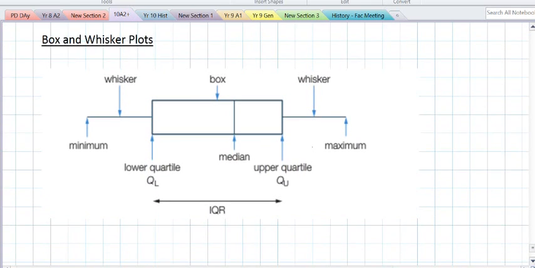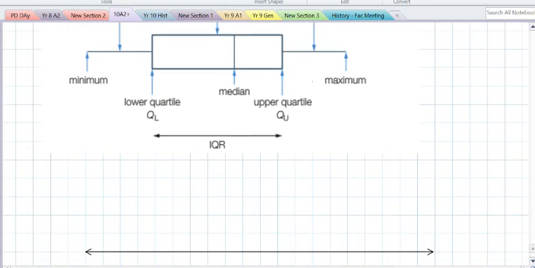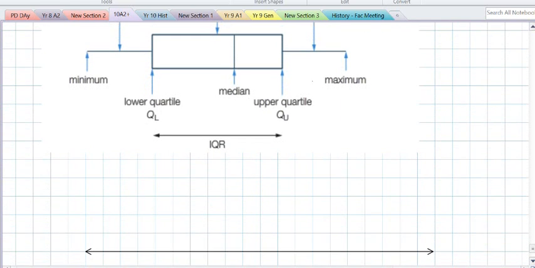Like that? Alright, remember, whisker, box, whisker. Yep. The lines are the whiskers, the box is in the middle.